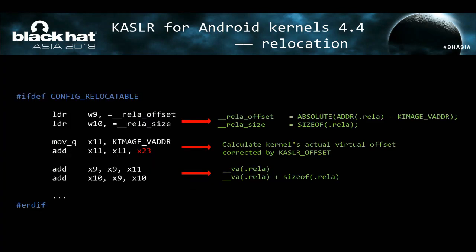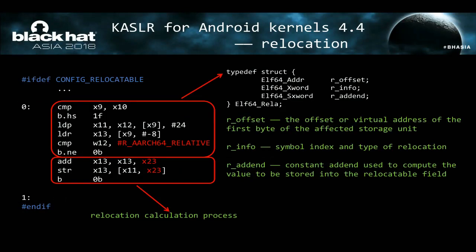After a brief introduction, we then proceed to the specific code analysis. Obviously, we can easily understand the meaning of the RELA offset and the RELA size based on their literal meaning. The rest of the code is to get the kernel's actual virtual offset and the location of the RELA section after randomization. Keep reading the code. This part is the call code for relocation.